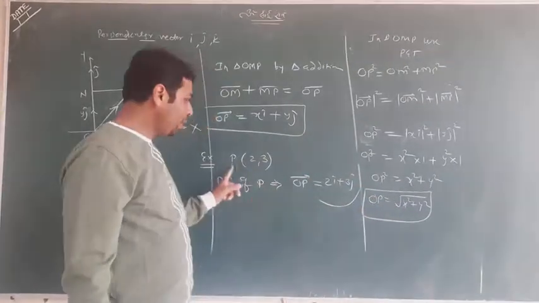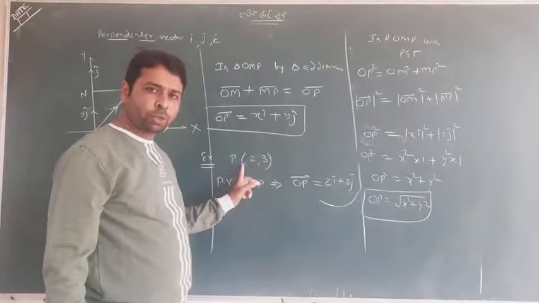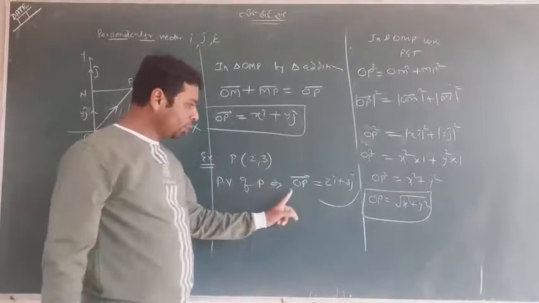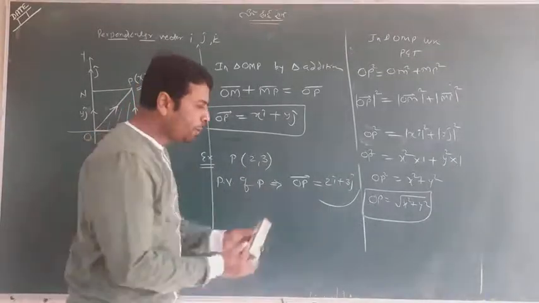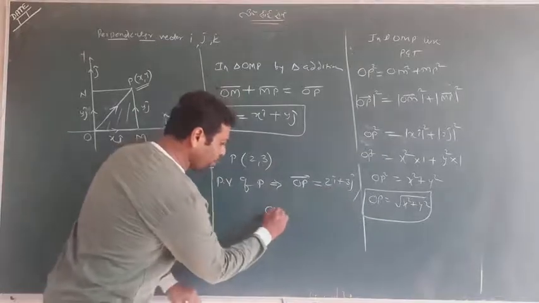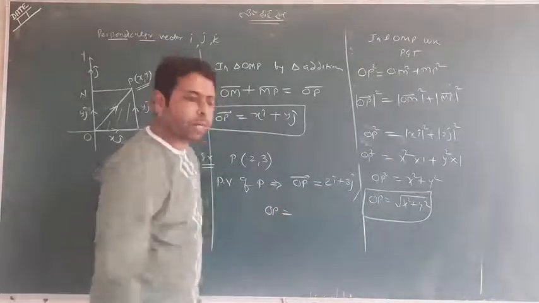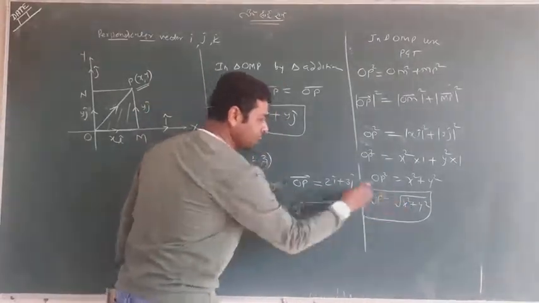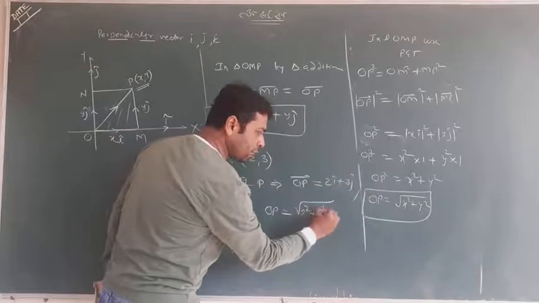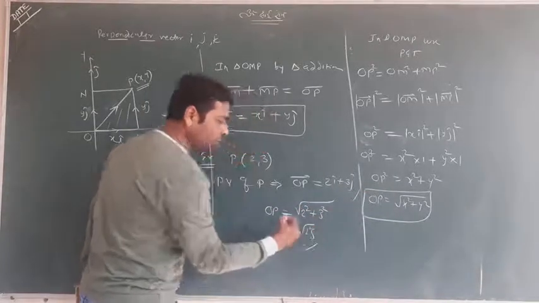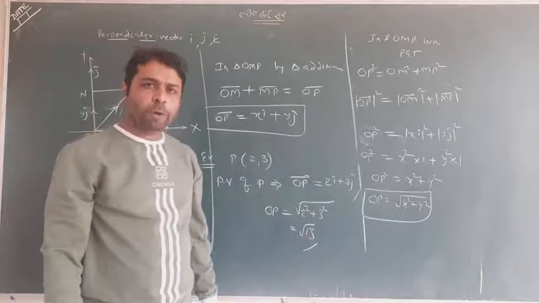Suppose P is a point with coordinates 2, 3. You want to find the position vector of P, OP equal to this one. If I ask you, what is the mod OP? You will say under root of x square plus y square, 2 square plus 3 square, meaning root 13. So this is the answer. Hope you are getting me.